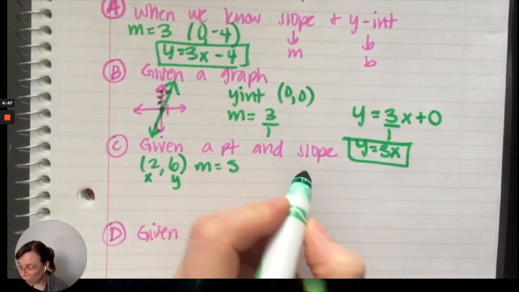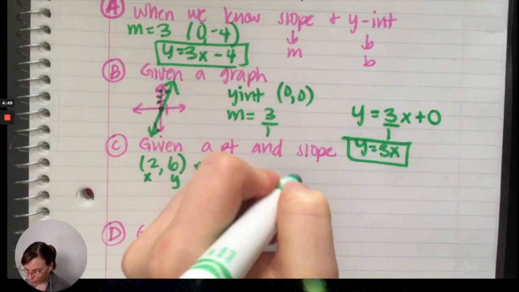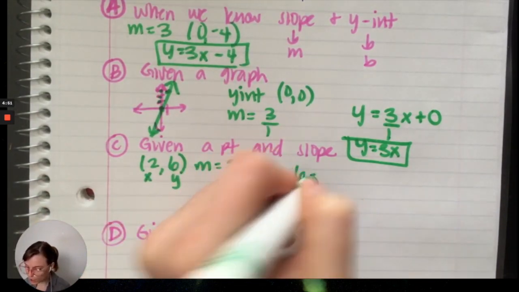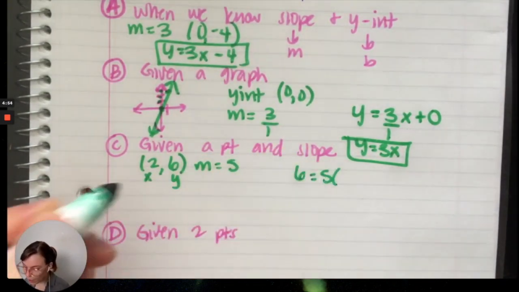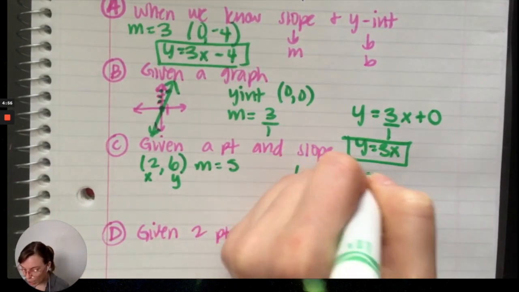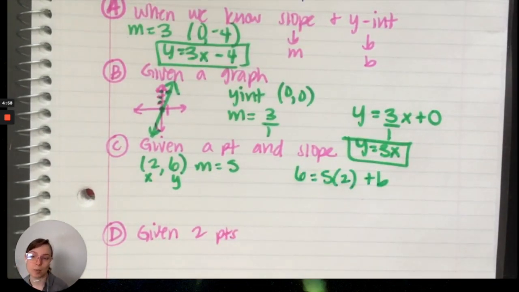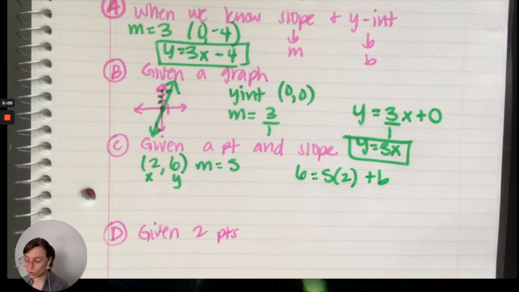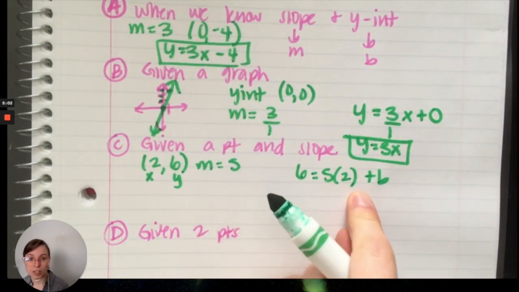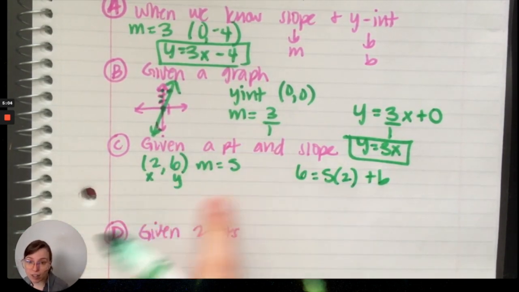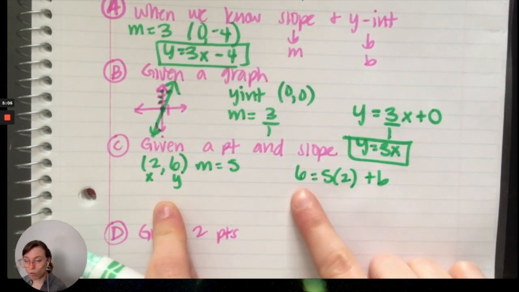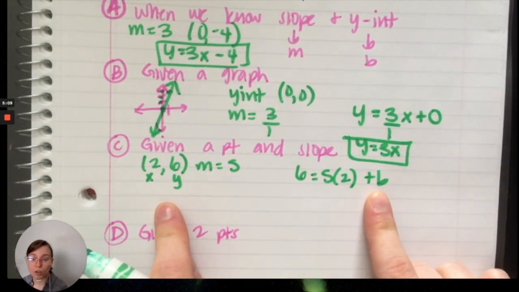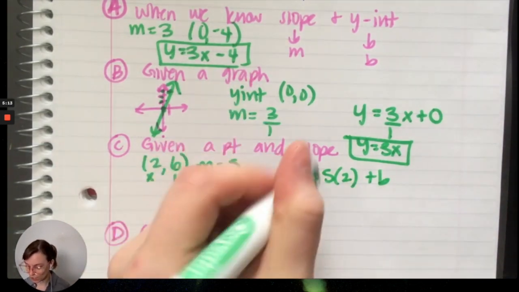So we know that I can replace the y with a 6. I know the slope is 5. I replace the x with a 2, and I don't know the y-intercept. That's a b. I'm using y = mx + b, replacing everything I know. Now I have one equation with one unknown. Can you solve? You better. So what's 5 times 2? 10.